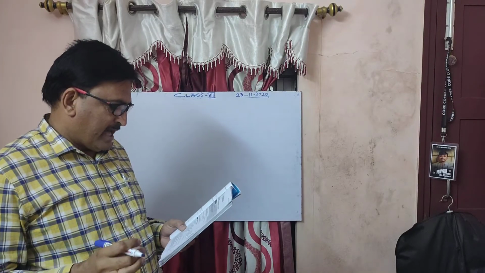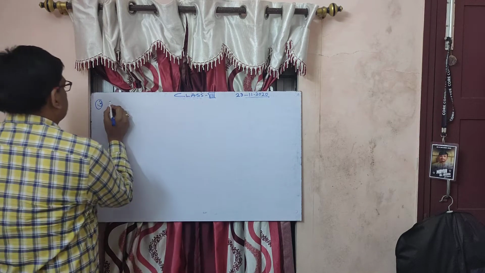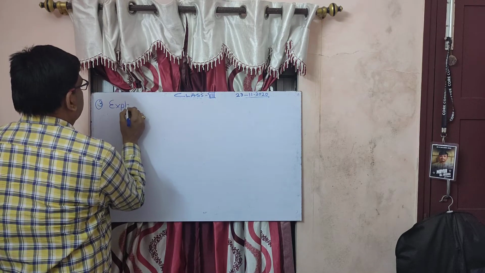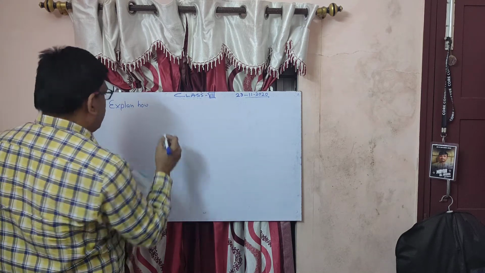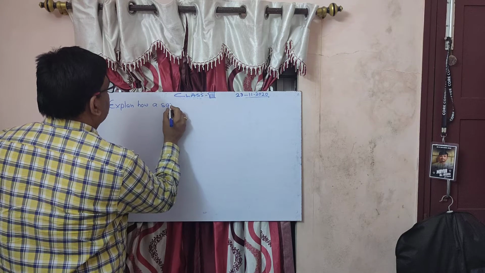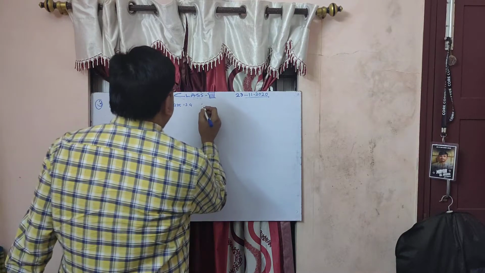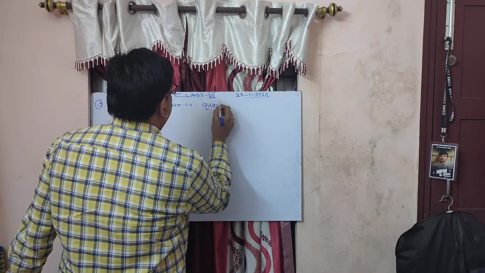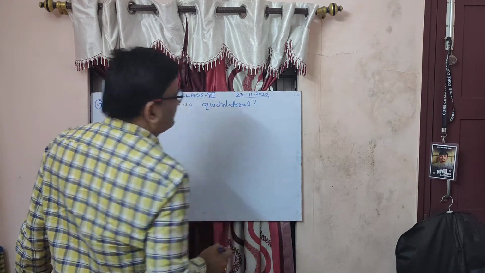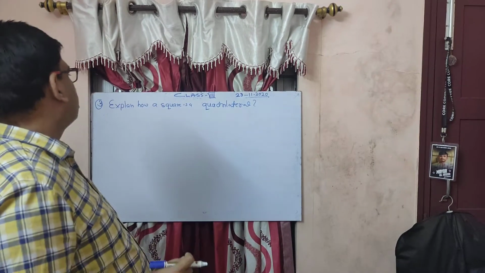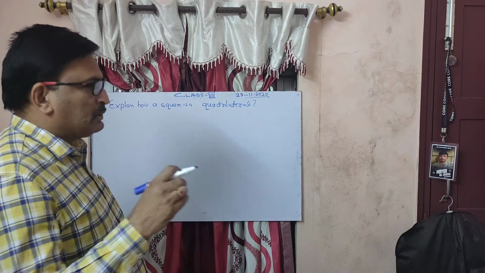Explain how a square is a quadrilateral. We have to explain how a square is a quadrilateral. So you need to understand the question first. Explain how a square is a quadrilateral.